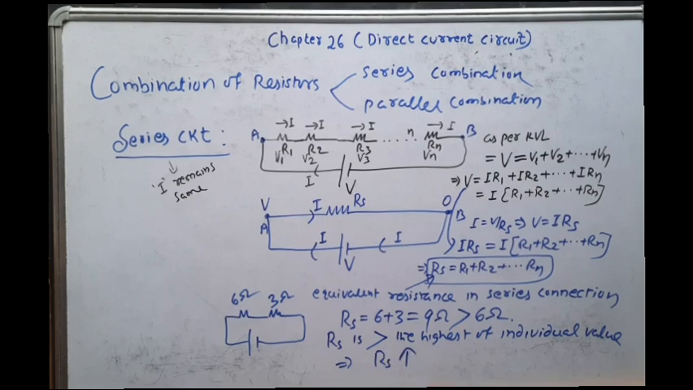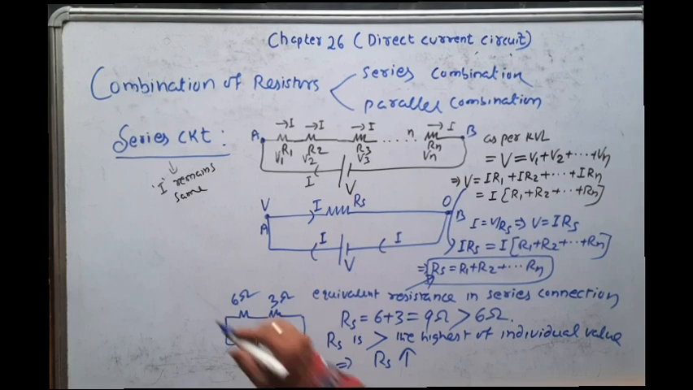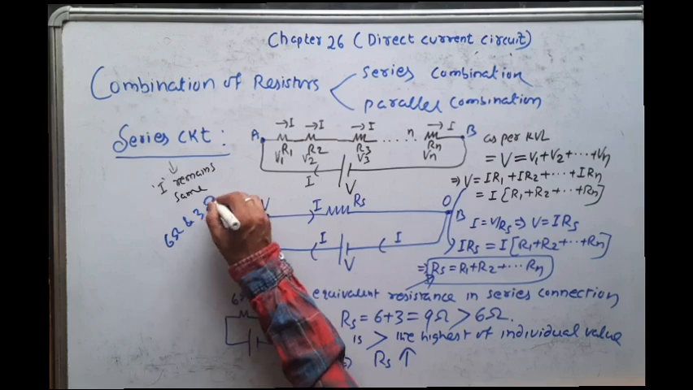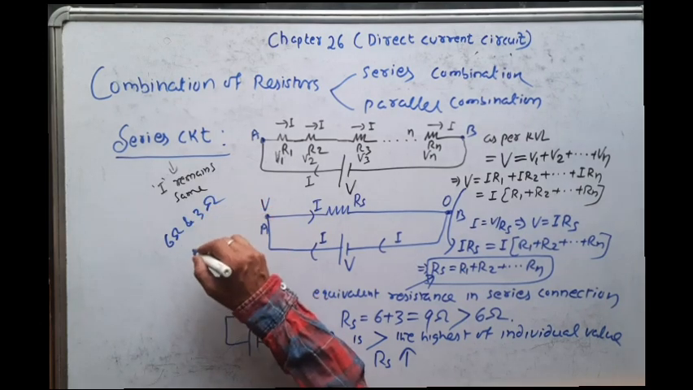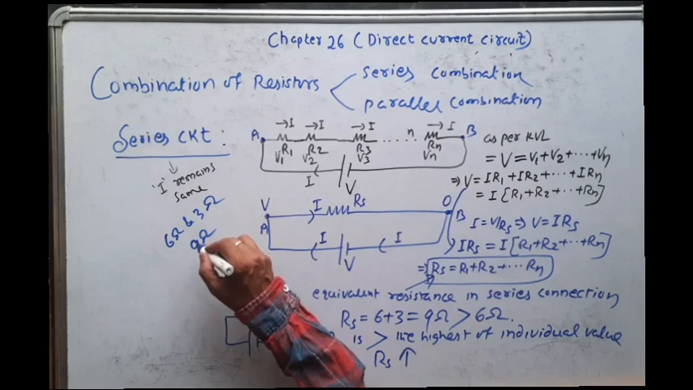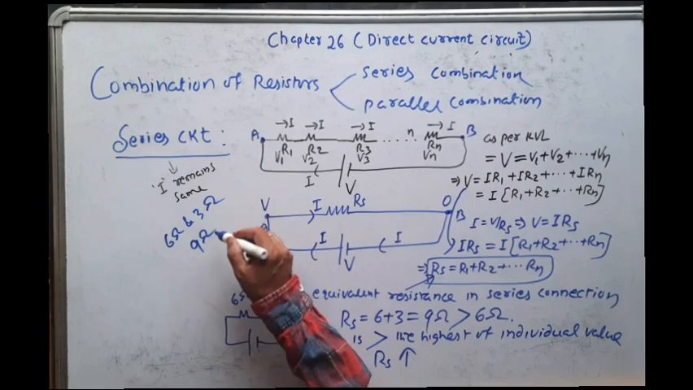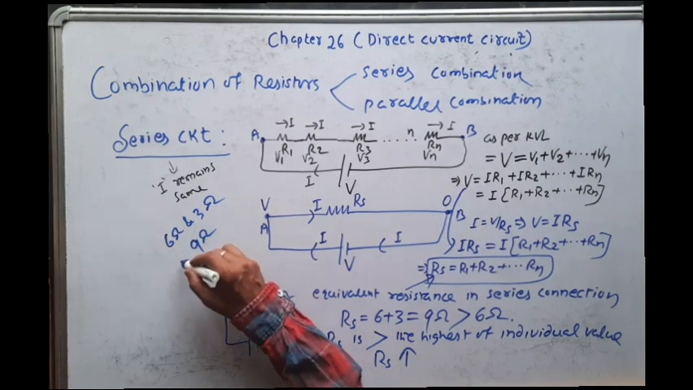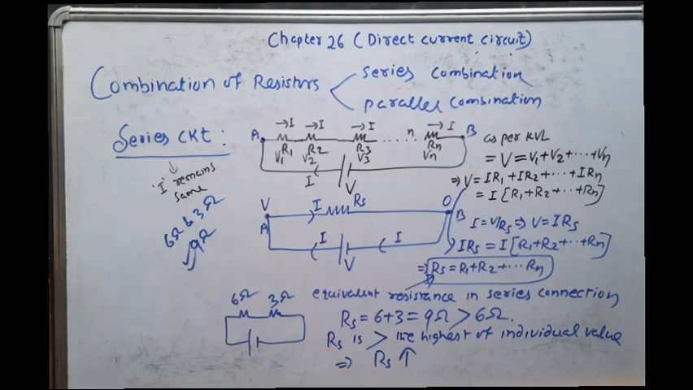Suppose in the market 6 ohm and 3 ohm are available, but when you do a project, you need 9 ohm. This 9 ohm is not directly available in the market. So what will you do? You just connect the 6 ohm and 3 ohm in series so that you will get your desired value, that is 9 ohm. Okay.